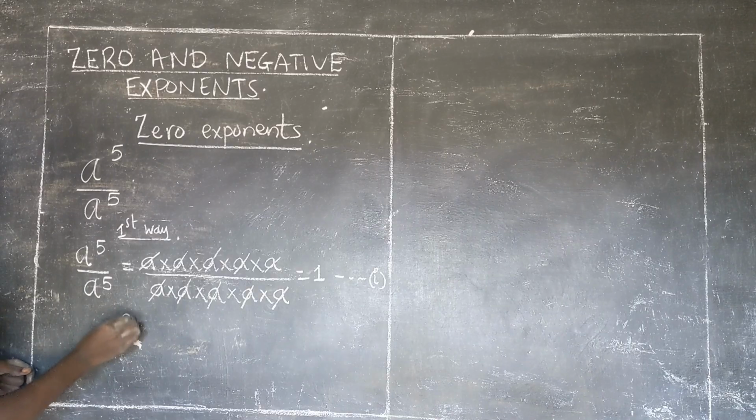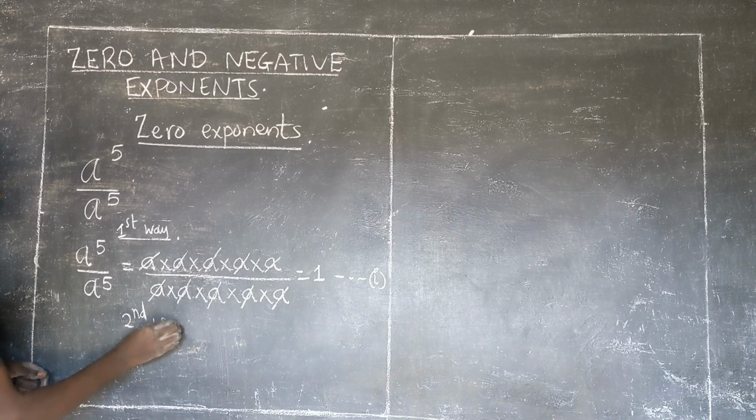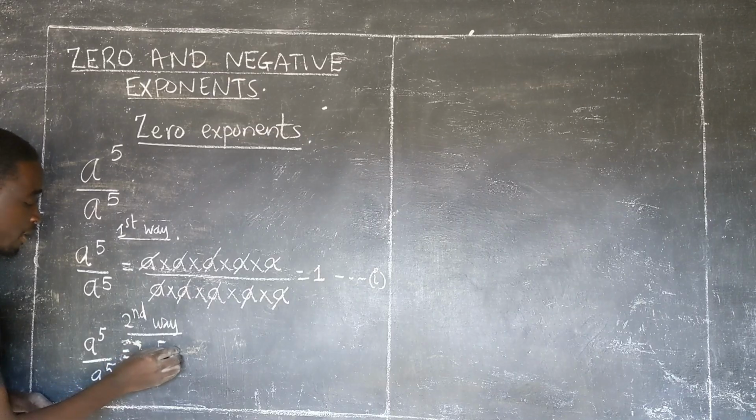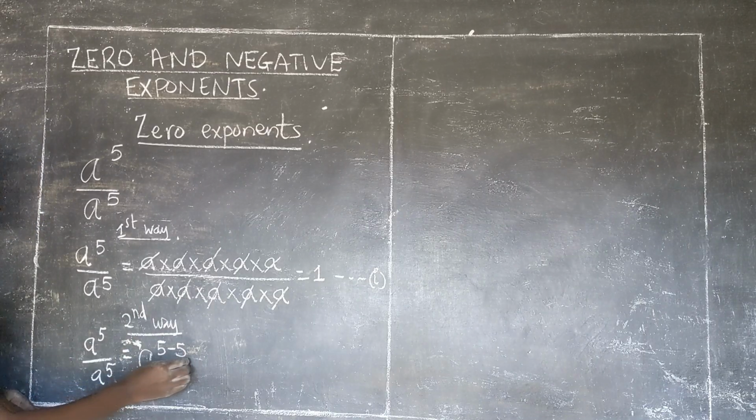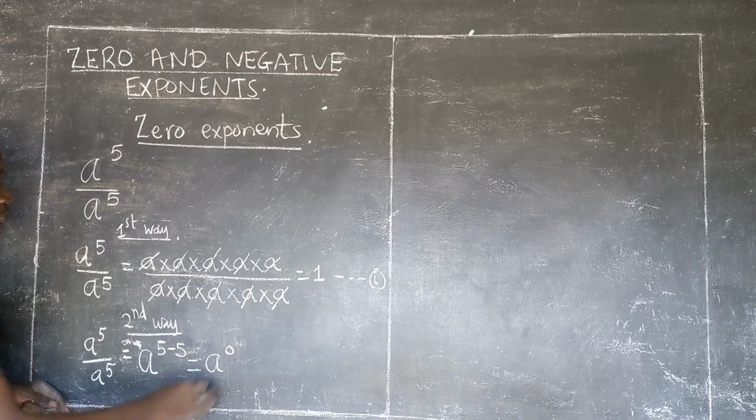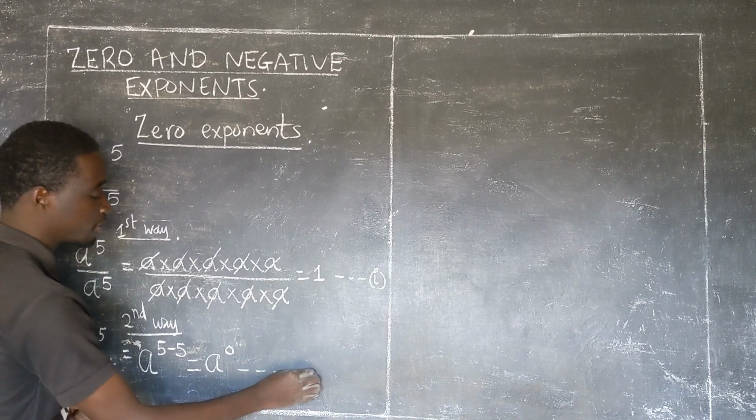A second way of solving this, we may use the division law of exponents. In the division law of exponents, a raised to 5 divided by a raised to 5 will be equal to, as it is division and we have the same base, we take a single base, then we subtract the exponents. Now it will be 5 minus 5, and 5 minus 5 is equal to 0. Now, let's take this as equation 2.